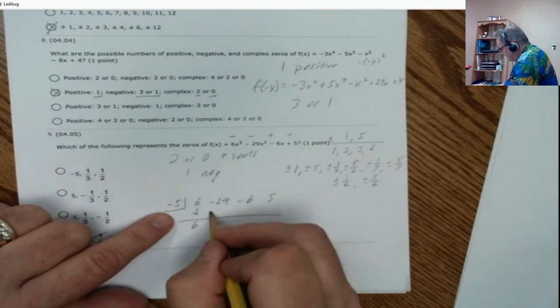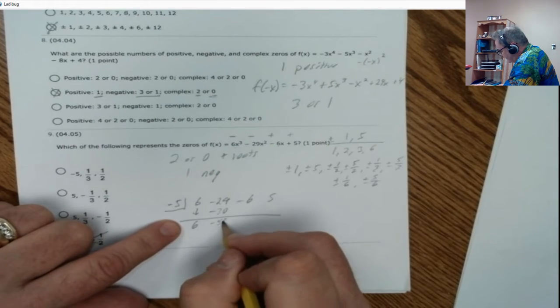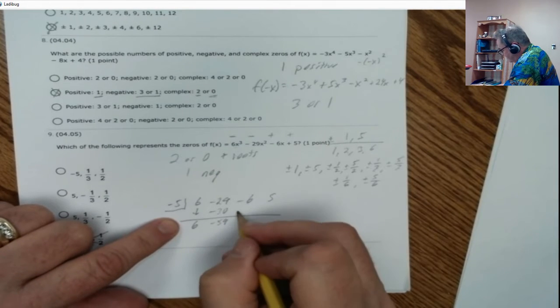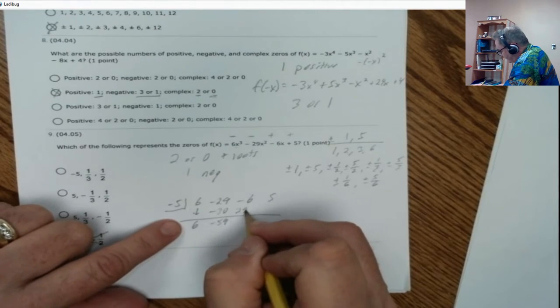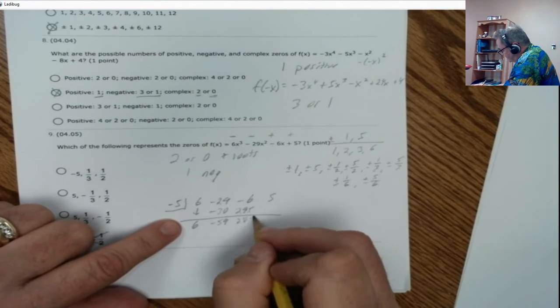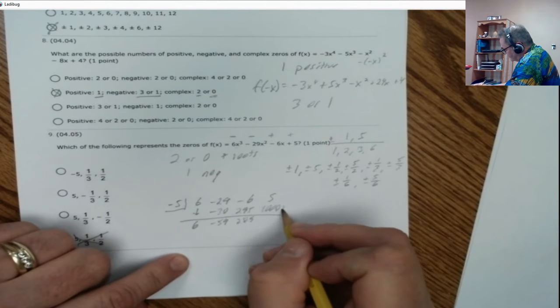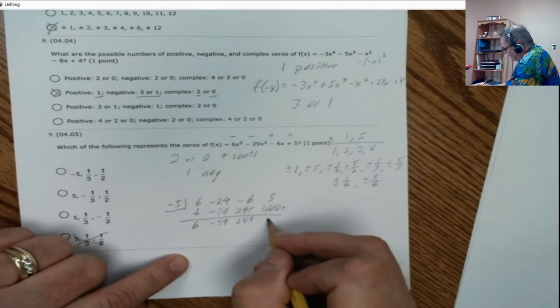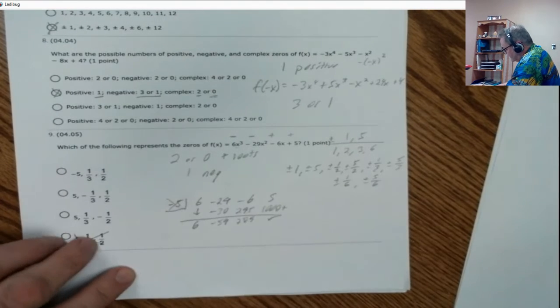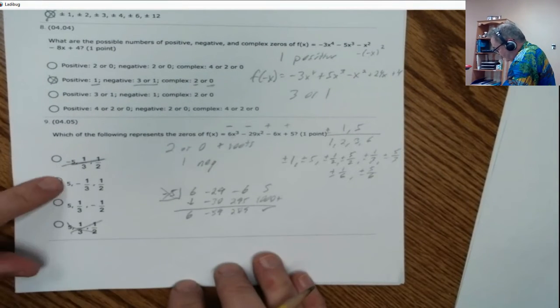Okay, this comes down. This is negative 30, right? Negative 5 times 6. So that's negative 59. Now we've got this great big number. We'll multiply together 295. Add that to the negative 6, 289. This definitely has a huge remainder, because this is over 1,000, right? So it's not going to be negative 5. That doesn't work at all. So this one's ruled out.